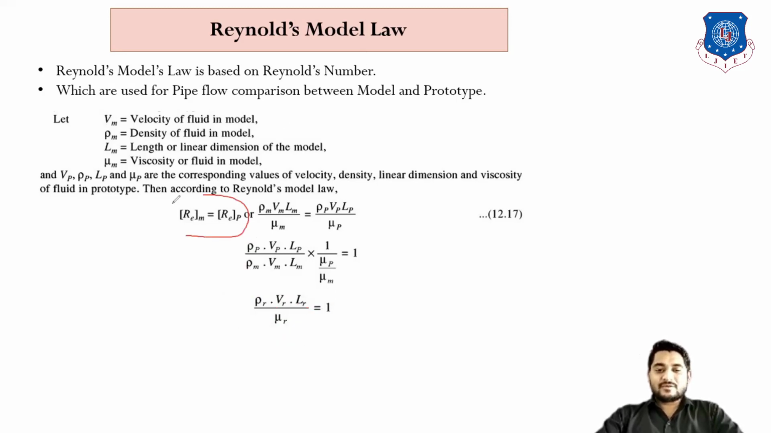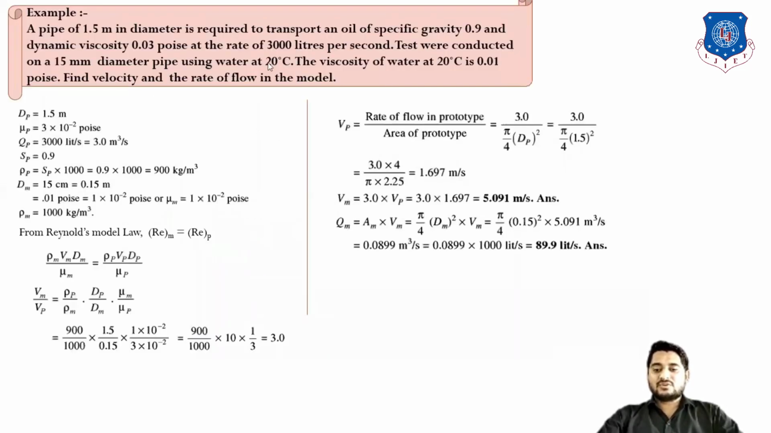For practical purposes, we have to remember this equation: Reynolds number of model is equal to Reynolds number of prototype. Clear? For better understanding, let us solve one or two examples based on Reynolds model law. So first of all, in this example you have to select data very carefully, because some data is only for model and some other data is only for prototype.